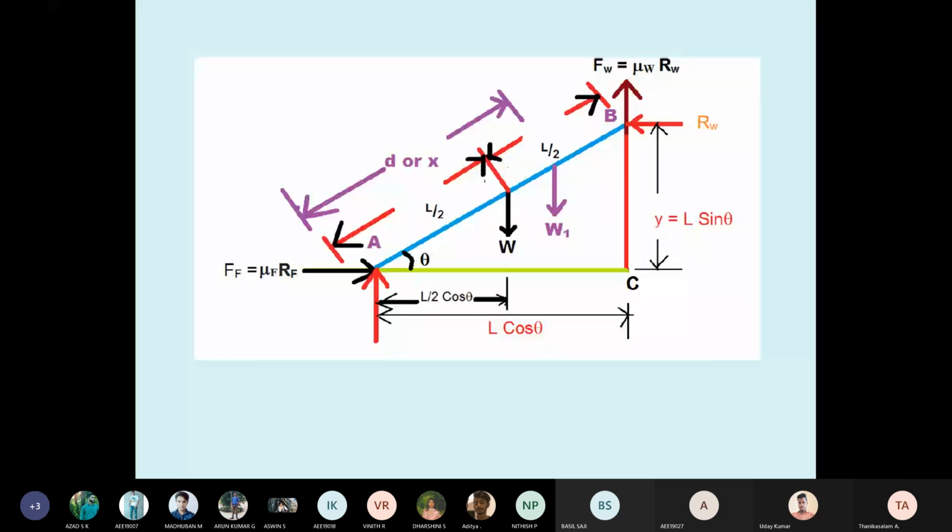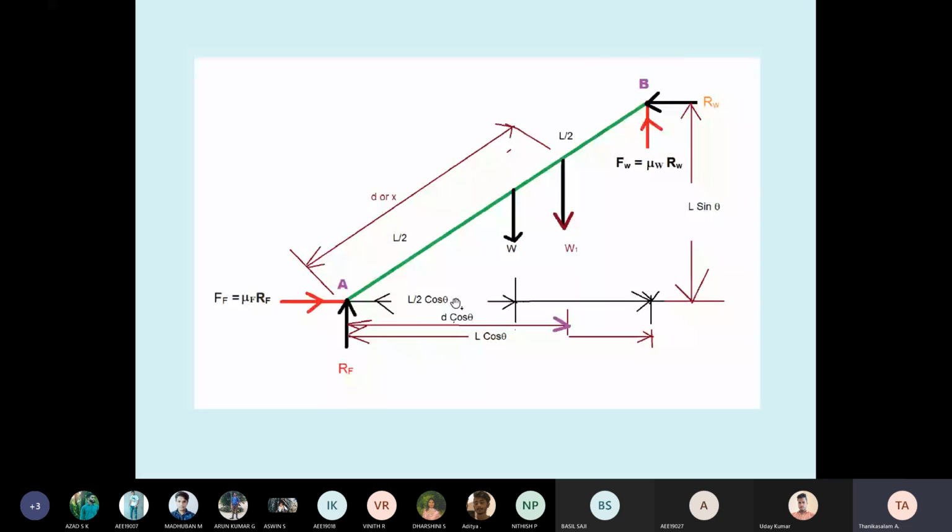Now see here. I added an additional W1. What is W1? A man or woman standing on the ladder. W is the self weight of the ladder. Now maybe me or you is climbing the ladder. Suppose you are standing on the ladder. Your weight acts vertically downward. Suppose your distance from the bottom is unknown, call it D or X. So what is the horizontal distance? We have theta and we know D, so it is D cos theta.